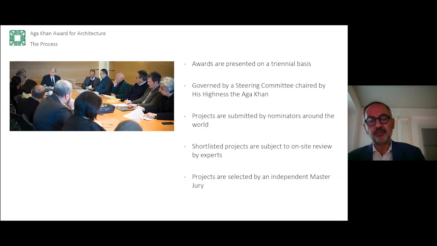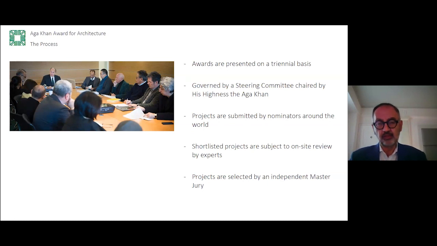An architectural project is not only the few photos and the drawings that you see. That's why when we have the projects shortlisted, the ones who are at the end, we send an expert to go and talk to the architect, to the client, to the users, to the other peers in architecture, because a building changes in time. The only projects eligible for the award are the ones that are completed and in use.